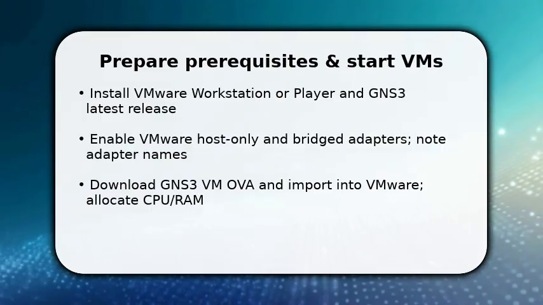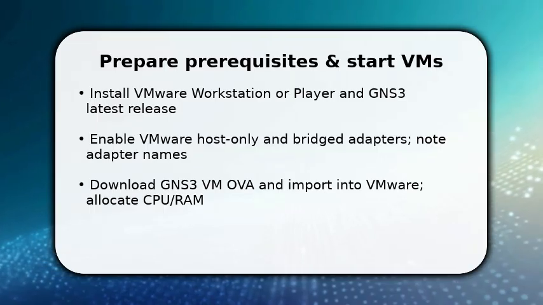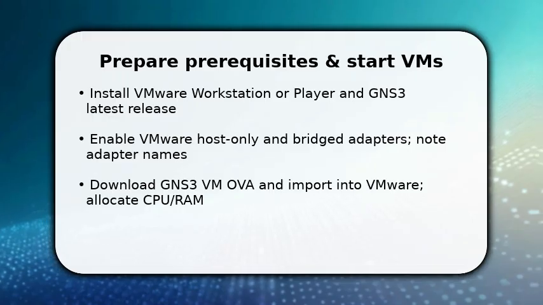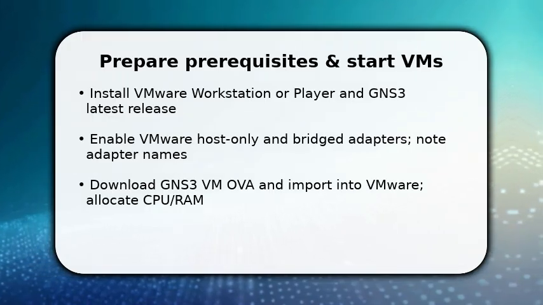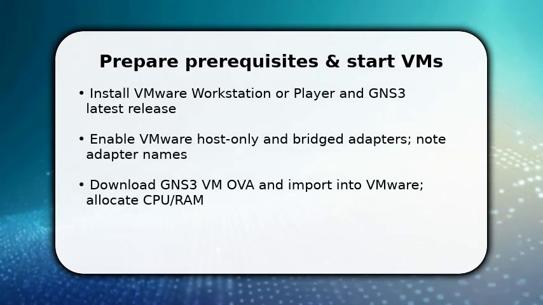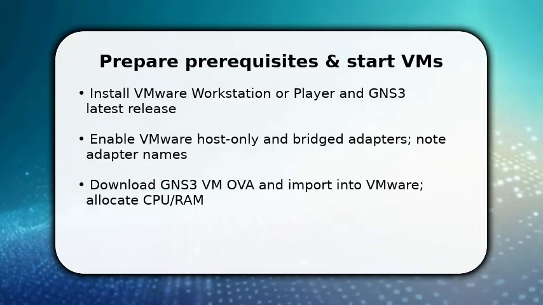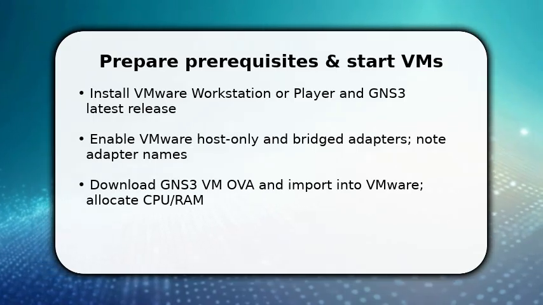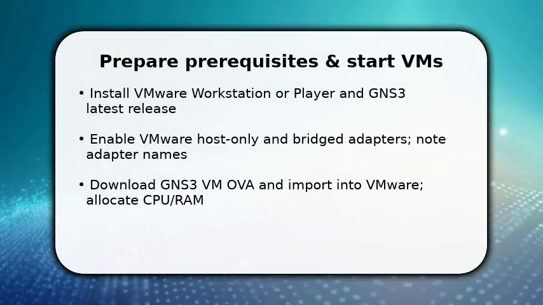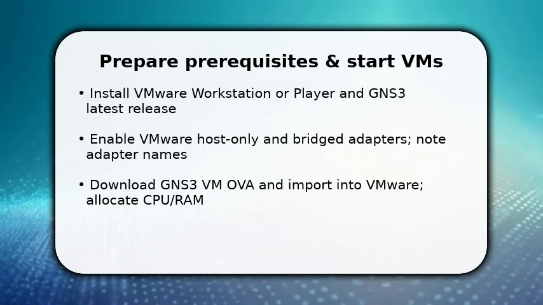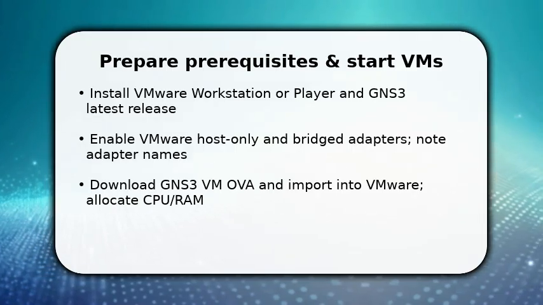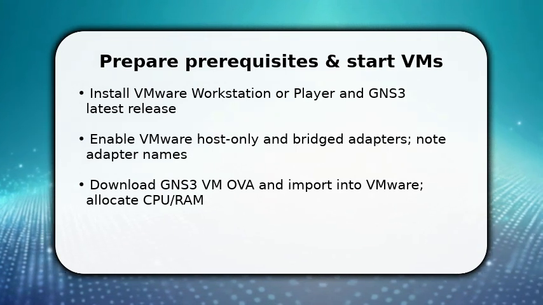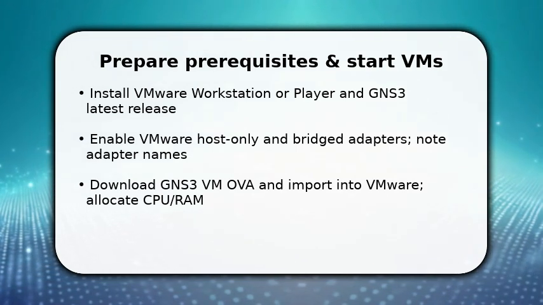You begin by preparing both sides, VMware and GNS3. First, import the GNS3 VM OVA into VMware and power it off. This creates the virtual appliance you will link. Next, enable VMware host-only and bridged adapters so GNS3 can communicate with your host and virtual machines. Finally, configure the VM CPU and RAM to match GNS3 recommendations so performance is stable. Once done, you're ready to move into GNS3 and establish the integration.